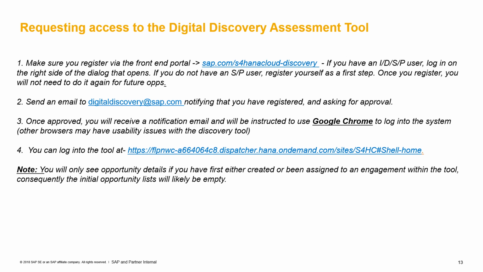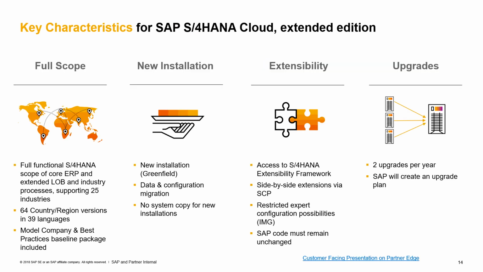Next, once approved, you'll receive a notification email and will be instructed to use Google Chrome to log into the system. Other browsers seem to have usability issues with the Discovery tool. You can log onto the tool, and you'll only see opportunity details if you have first either created or been assigned to an engagement within the tool. Consequently, the initial opportunity list will likely be empty. So again, the first time you'll be using it, it will be empty. But as you work with your sales team and you have opportunities in the system, you'll see your list there.